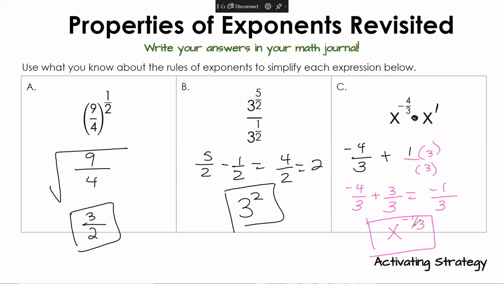Okay, so fun fact, mathematicians do not like this negative exponent. So in order to get rid of that negative exponent, I can flip my fraction and keep that exponent.